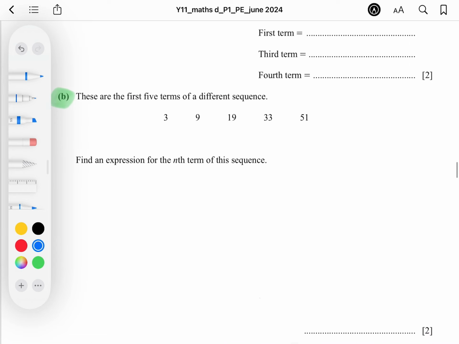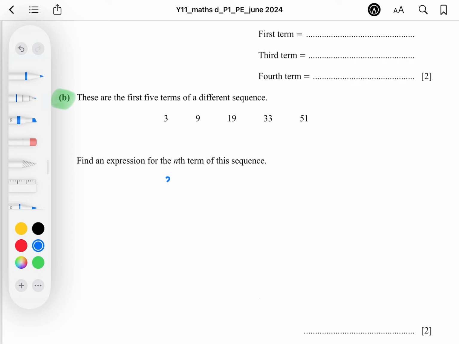Next one is on sequence. Now, when you do this one, what you need to do first is find the common difference. However, if you look at this one, there is no common difference. There's no common difference. That means it can't be linear. That means we try the next one, which is n squared.